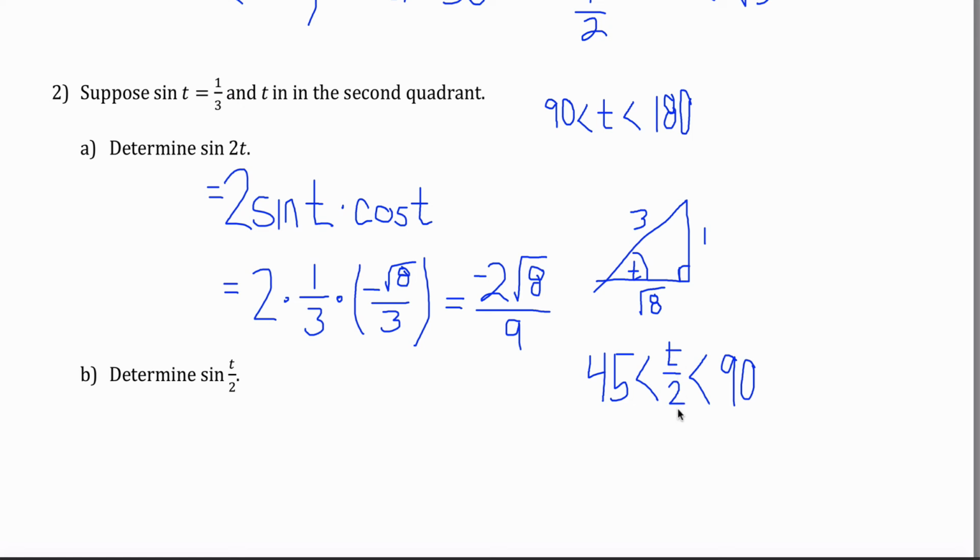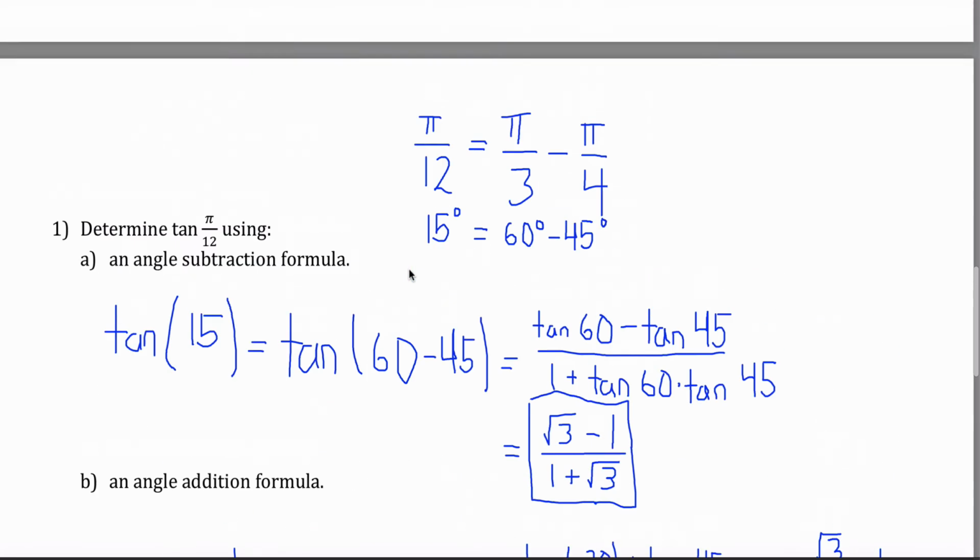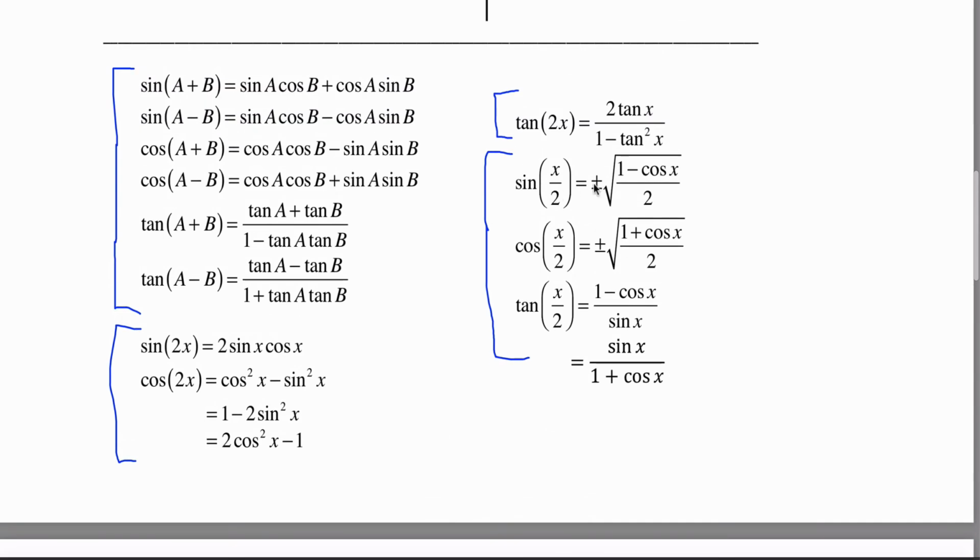What's that tell me about half of t? Well, half of t is in between half of this number and half of this number. It's in between 45 and 90. What I'm saying is half of t, t over 2, this thing right here is in my first quadrant. When I'm in the first quadrant, the sign of something in my first quadrant is positive. So when I go up here and look at my formulas, I don't want a plus or minus here, I just want the plus. Because t over 2 is in the first quadrant, and the sign of something in the first quadrant is always positive.